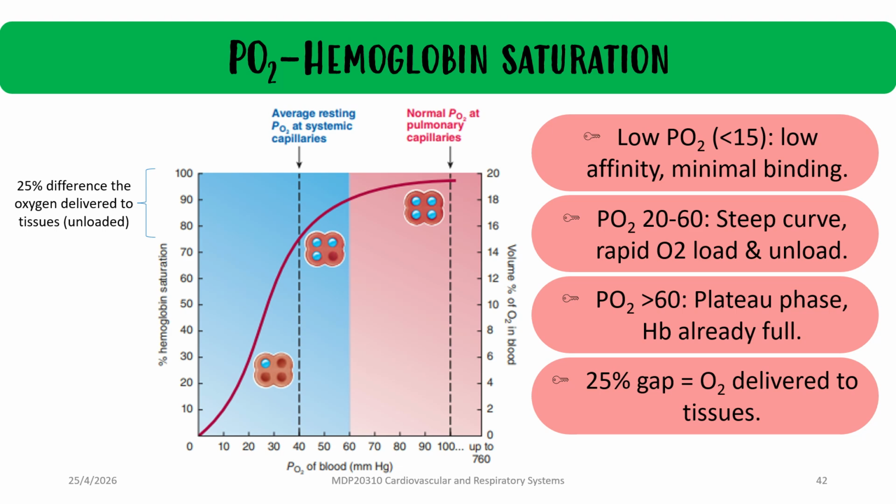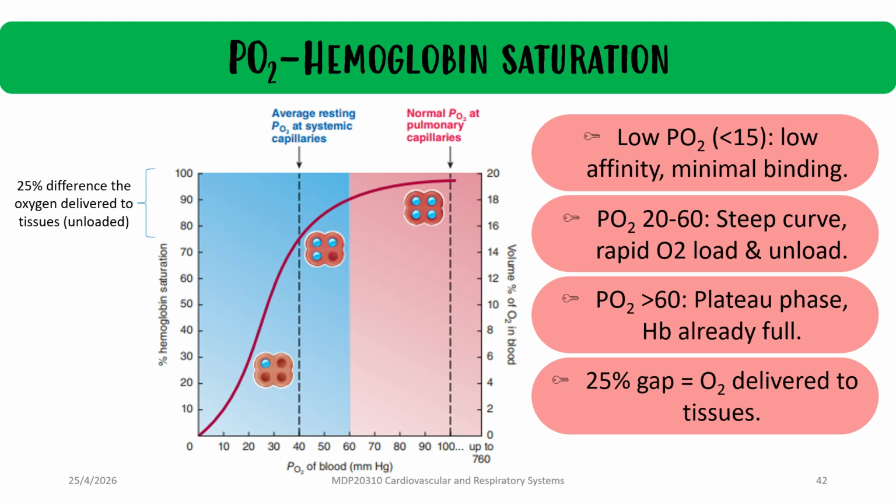of the hemoglobin. So in conclusion, we can say that at low PO2 of less than 15, there will be low affinity for oxygen, causing minimal binding. This happens at the venous blood, between the tissues and the pulmonary vein. At PO2 between 20 to 60 mmHg, there will be a steep curve resulting from positive cooperativity, causing rapid oxygen loading and unloading depending on which side they are. This happens between the pulmonary capillary and the body tissues.